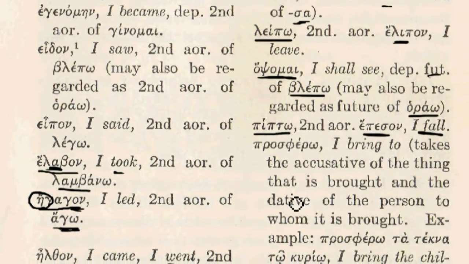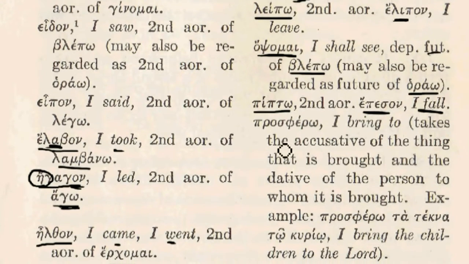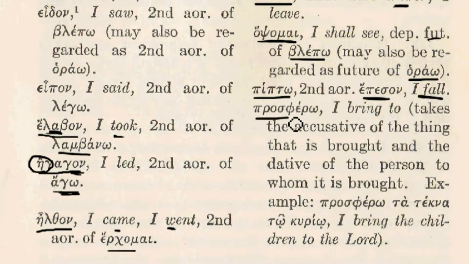And aside from that, it's pretty much what we would otherwise expect. And finally, prospero, I bring to. This, of course, you'll notice is a combination of pros and phero, I bring to. It's pretty predictable that it would mean something like that. If you use that verb, so I bring, let's say, a man to the Lord, then the man in that sentence would be in the accusative case, the direct object of the action, and the Lord would be in the dative case, the indirect object of that action.